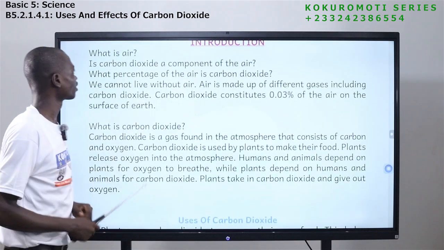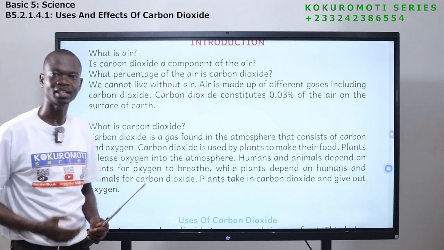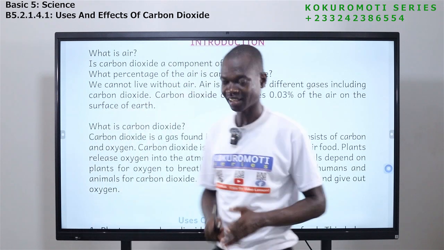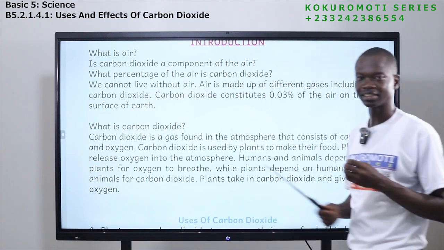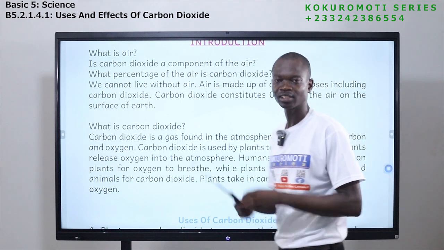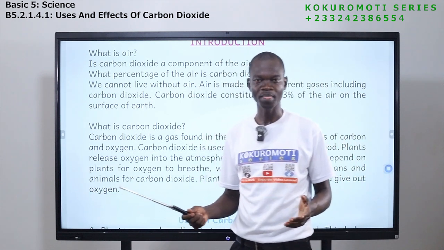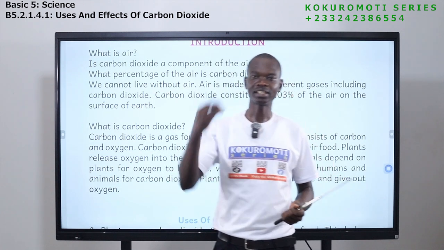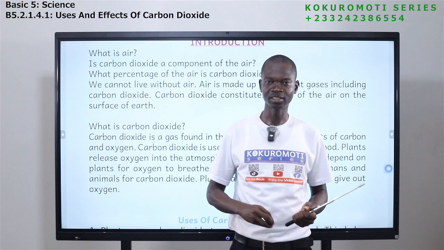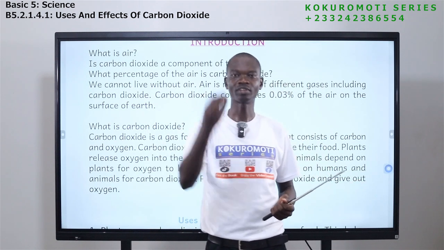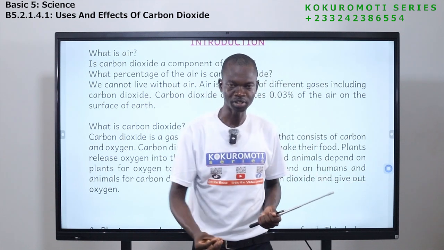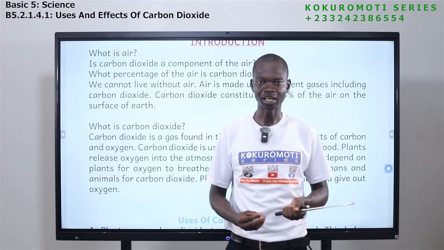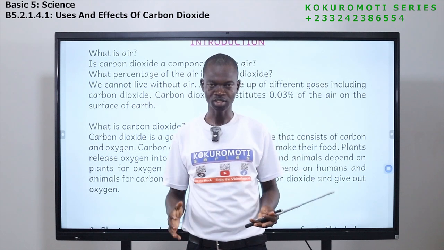Now, what is air? We learned in our previous lesson that air is a mixture of gases. And the gases that make up air, carbon dioxide is one of them. In fact, carbon dioxide is so important because human beings, we take in air. The air that we take in is oxygen. Then we give out carbon dioxide. The carbon dioxide that we give out, that is what plants use. Plants use the carbon dioxide to make their own food.